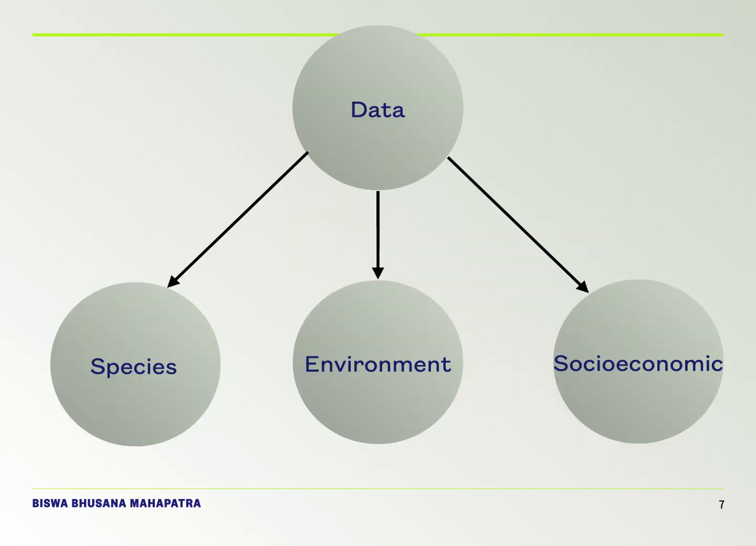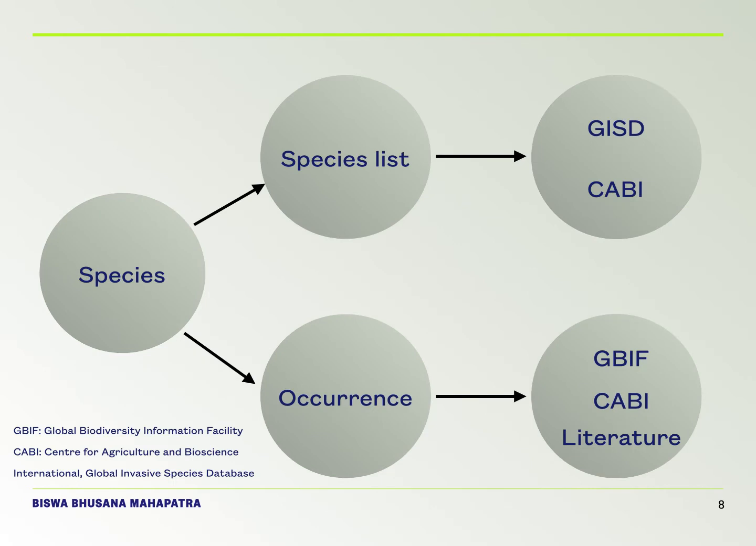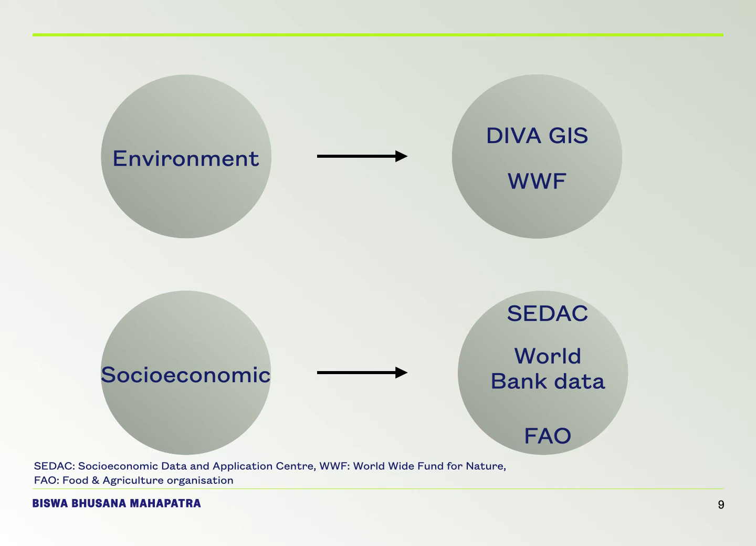I'm using mainly three types of data related to species, environment, and socioeconomic factors. Species data mainly consist of species list and occurrence data, which have been extracted from open sources like GISD, GBIF, and CABI. Environmental data and socioeconomic data have been collected from WWF, DIVA-GIS, CDAC, World Bank data, FAO, etc.